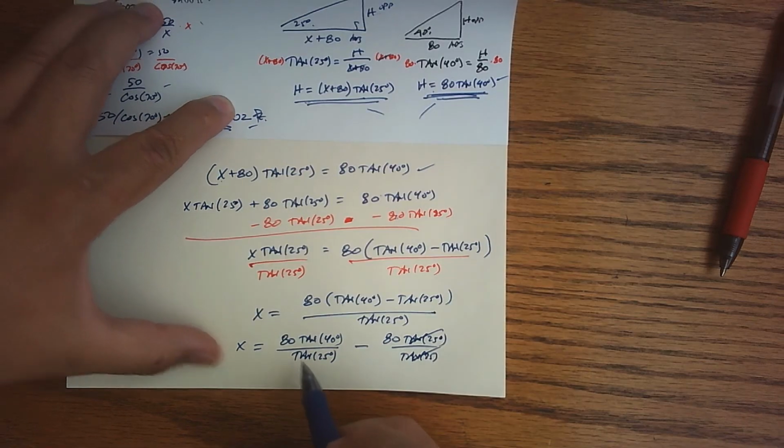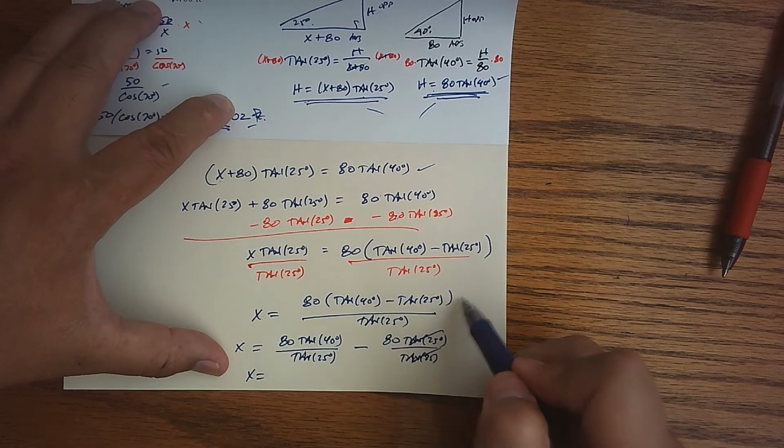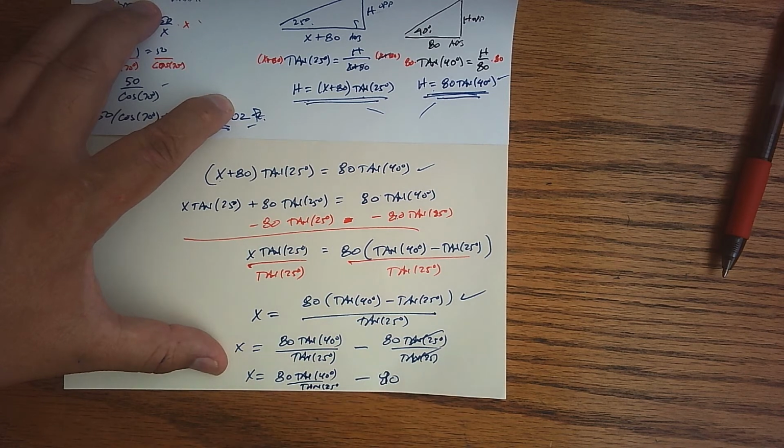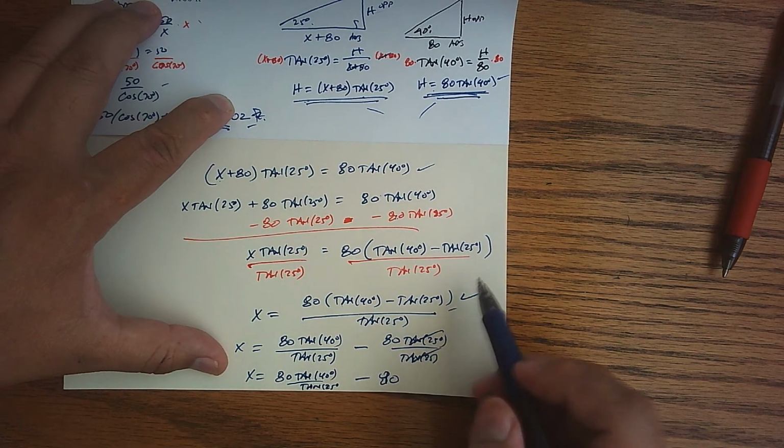So it looks like we have x equals, again, that was an exact answer, but I'm just looking forward to using this, putting this on a calculator, where we have tangent of 40 divided by the tangent of 25, and then it looks like we're subtracting 80. Okay, and there's a lot of ways we can write that, but at any rate, there's our exact answer.